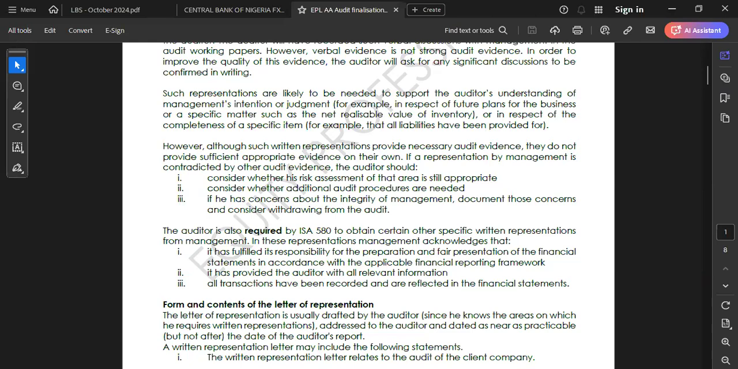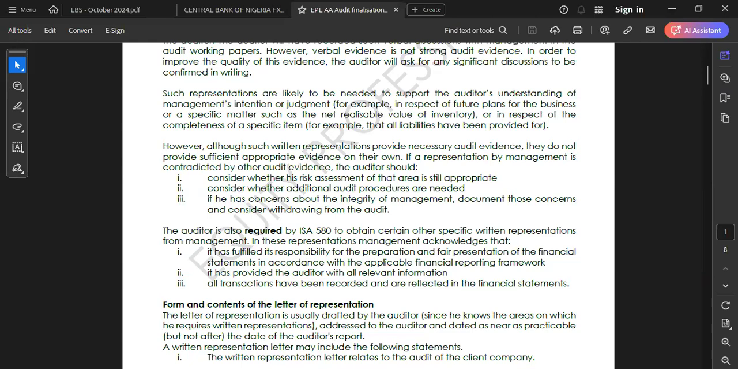In this case, the auditor is expected to do three things. Number one, he should consider whether his risk assessment of that area is still appropriate. Now, the way an auditor comes by audit evidence is either through risk assessment, substantive testing, or test of control. For all audits, there is a risk assessment that an auditor will have carried out generally for the entity. In carrying out that risk assessment, the auditor might have identified some risk, and if an auditor has gotten evidence based on the risk assessment, oh, there is a high risk in this area, and these are the evidence to support the high risk.